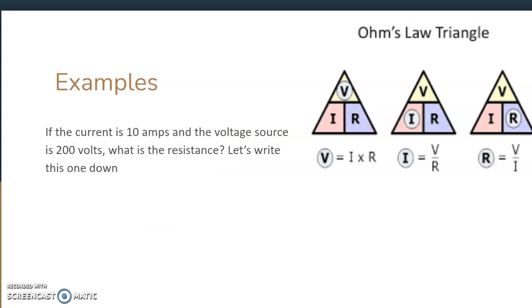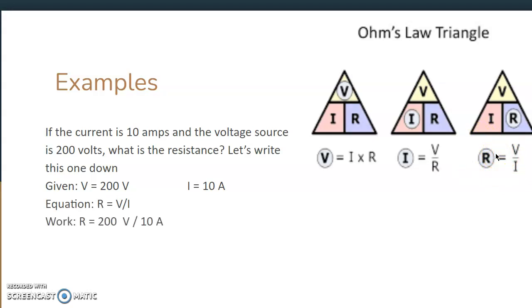Another example: the current is 10 amps and the voltage source is 200 volts. What is the resistance? We're going to do this one together. Again, V for volts is 200, current is I, so I is 10 amps, and we're looking for resistance. So we look for the equation that has R on the left side. R is equal to V divided by I. If we divide that, we get 20 ohms.